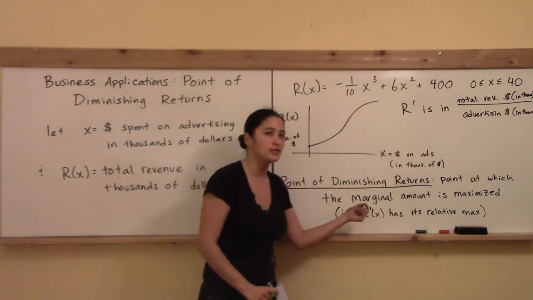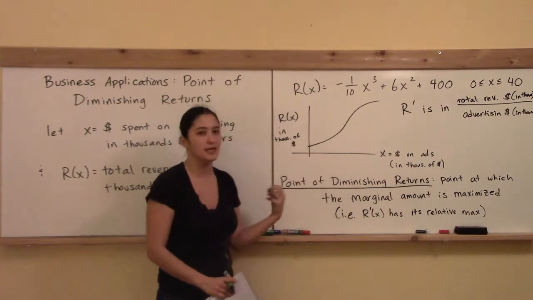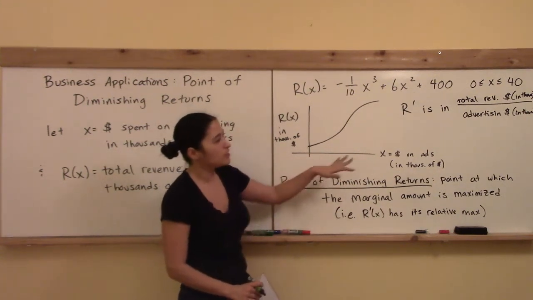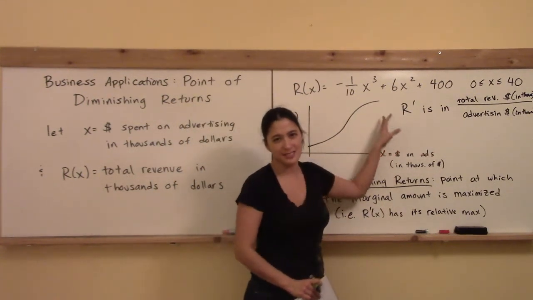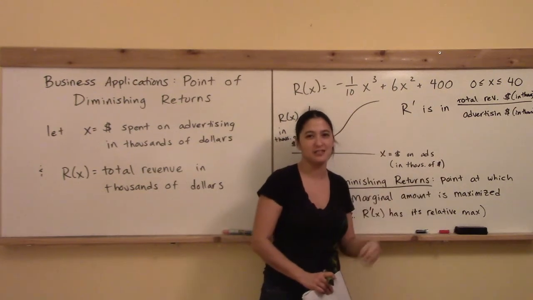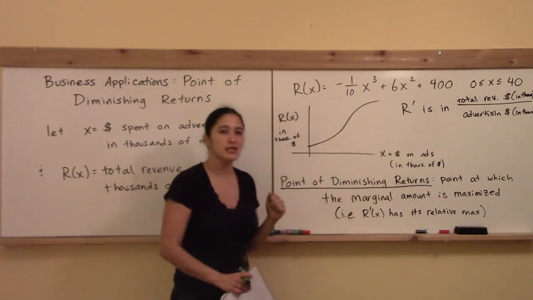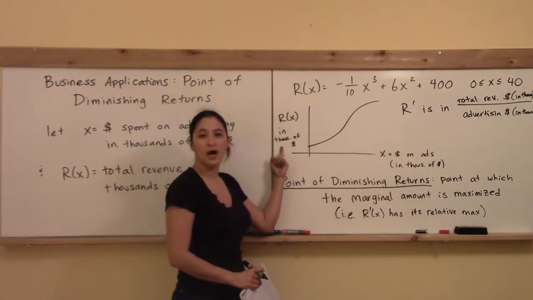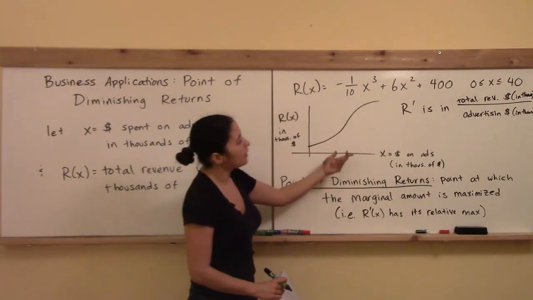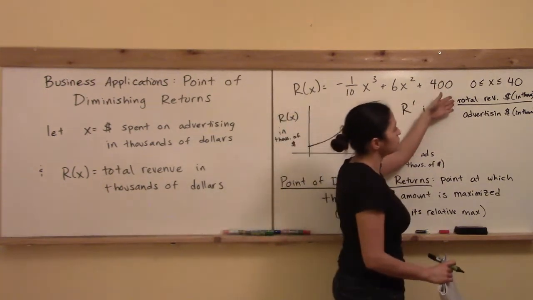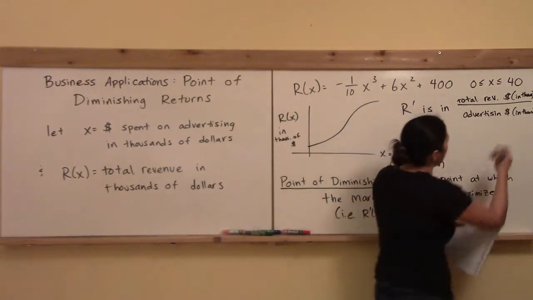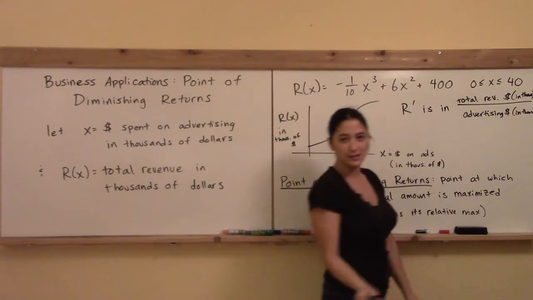They're the dollars I'm putting into ads versus the dollars that I'm getting from my revenue. So that's why I don't want to just write dollars over dollars, because then some people would just be tempted to cancel that out and say it has no units. It does indeed have units. Just like before, it has the units of y over x. So my r prime is in units of total revenue dollars in thousands divided by advertising dollars in thousands.